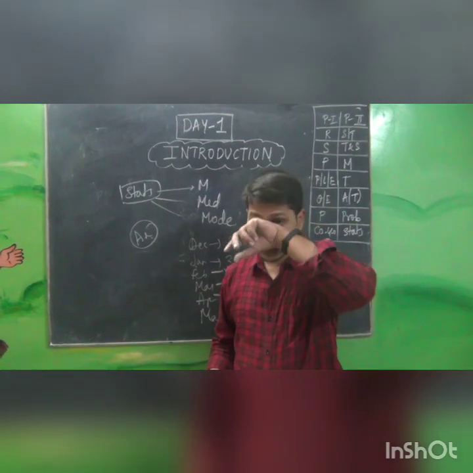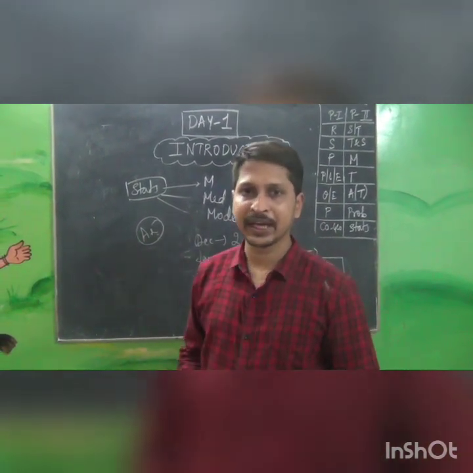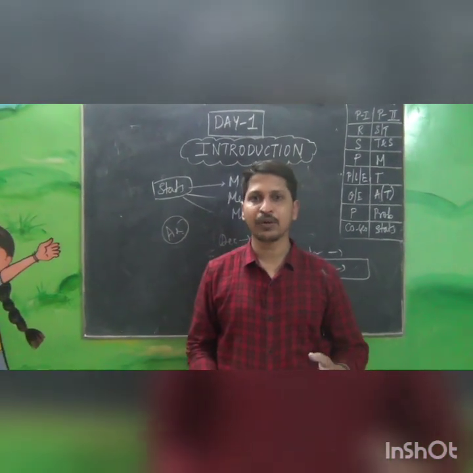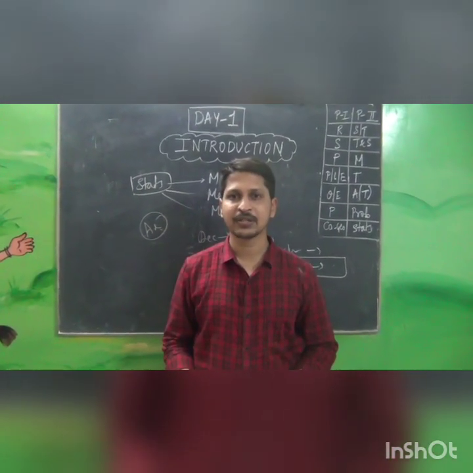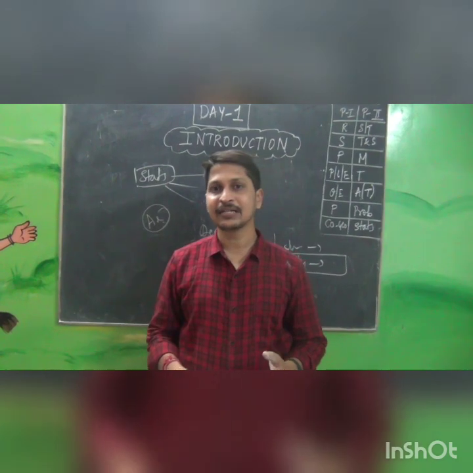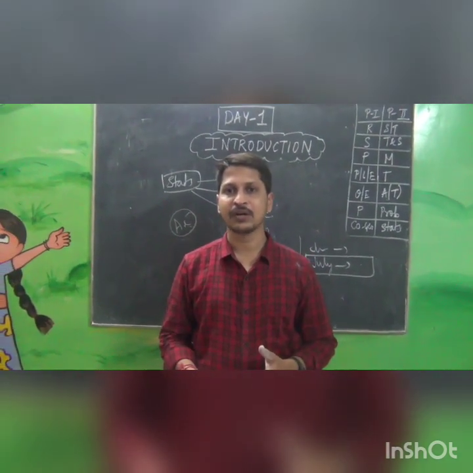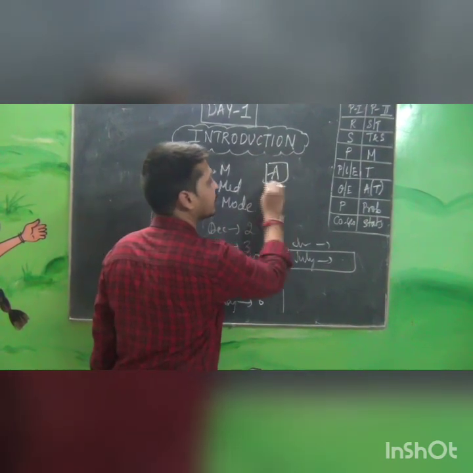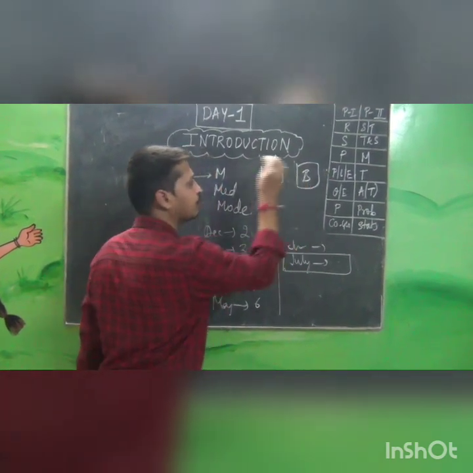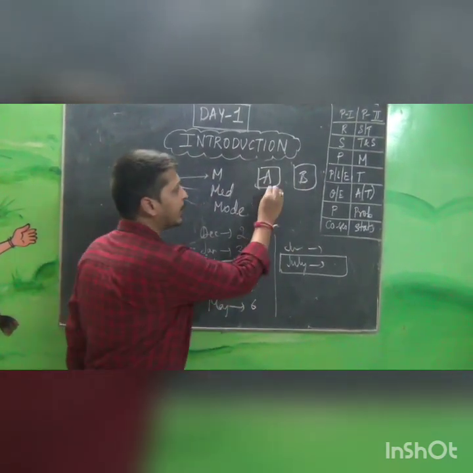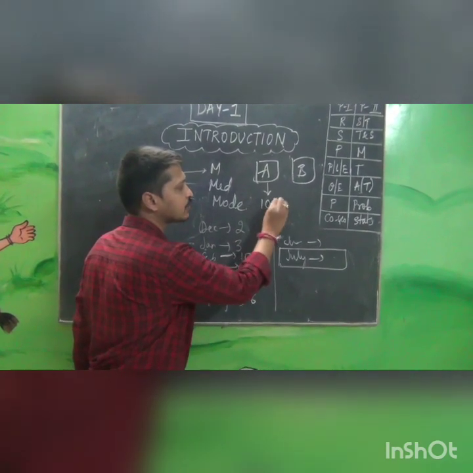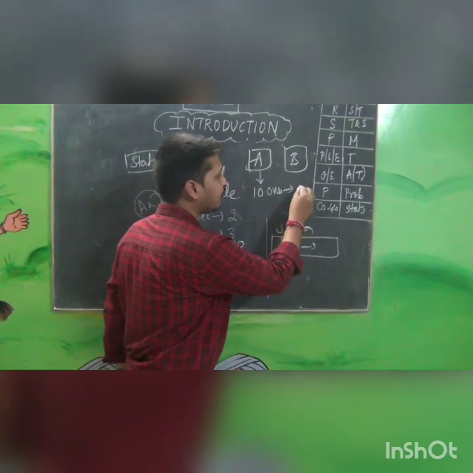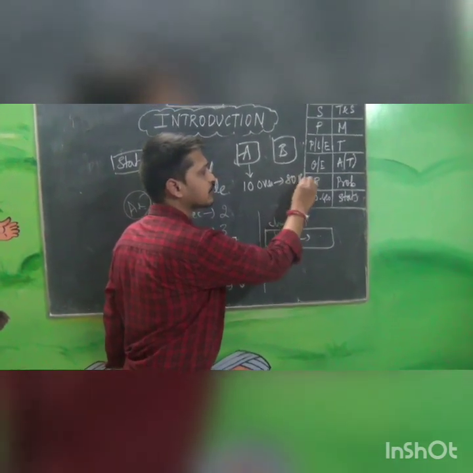Next, let's take the example of cricket. Let's suppose one over has 6 balls. Now we can analyze within 5 overs. We have two teams, A and B. Now team A, within 10 overs, has hit around 80 runs.